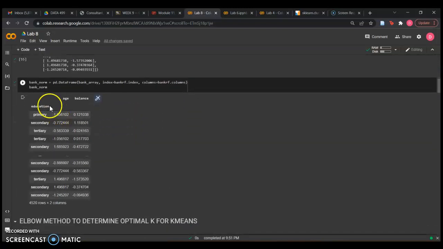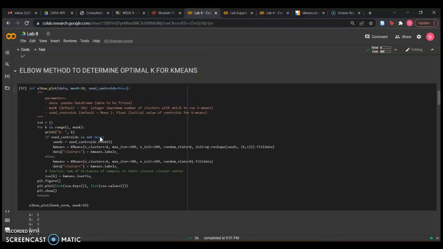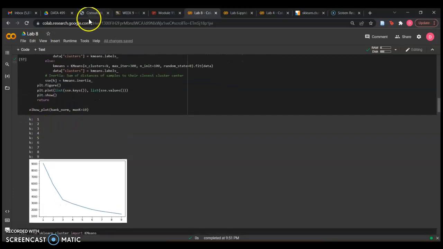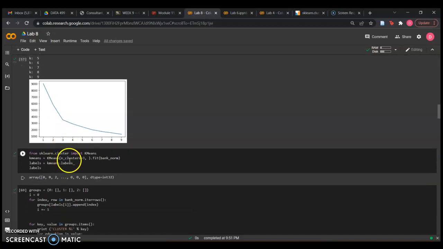And then just to show you guys, the things we're taking into consideration, we're trying to determine are the education levels. So we have primary, secondary, and tertiary, and then we're taking into consideration age and balance to try to cluster those. So once we run our elbow plot, we see that our optimal K is 3. So then we specify that it is 3.